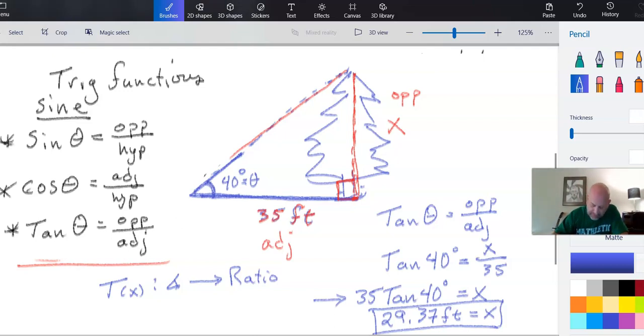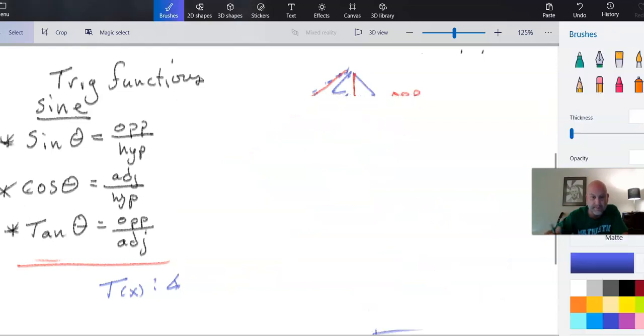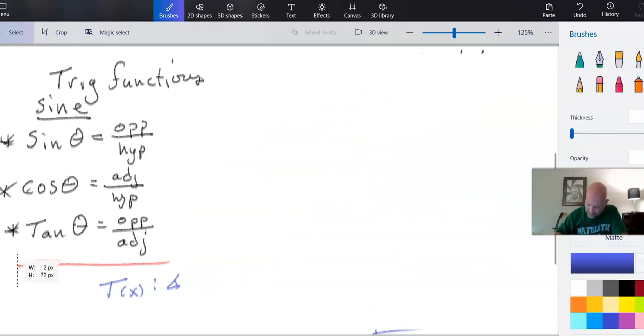Okay, so let's go ahead and get rid of this. Take a look at another one here. And I want to talk about the other three trig functions. Now, the other three trig functions are basically reciprocals of the first three. They are, let's see, the reciprocal of sine is cosecant.